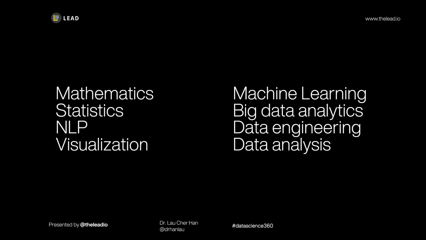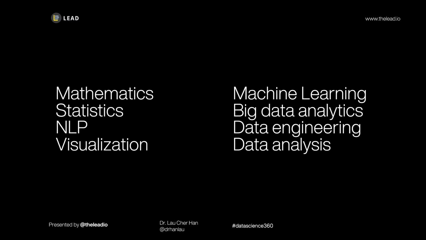So let me give you an example. The key areas in data science are pretty much grouped into these 8 pillars, okay? Mathematics, statistics, natural language processing, visualizations, machine learning, big data analytics, data engineering, and of course data analysis, right? They expect you to be familiar with mathematics or statistics, but you don't have to master every single thing. That's impossible, and it will take a long time.